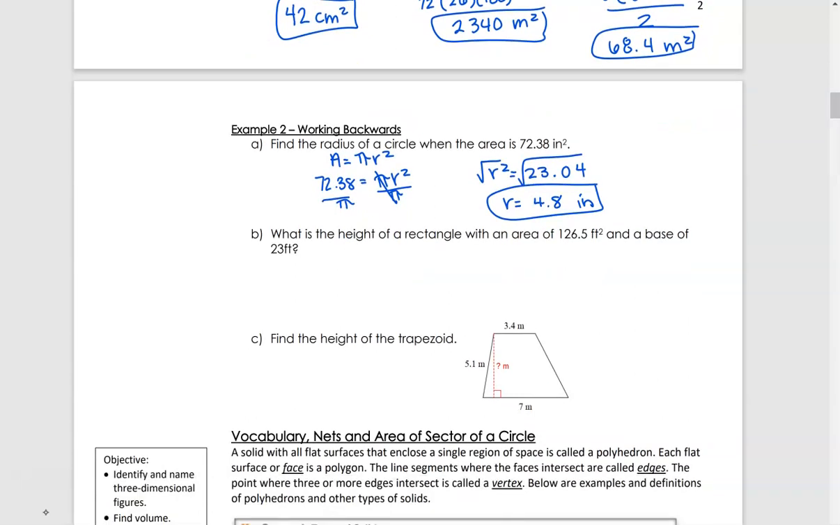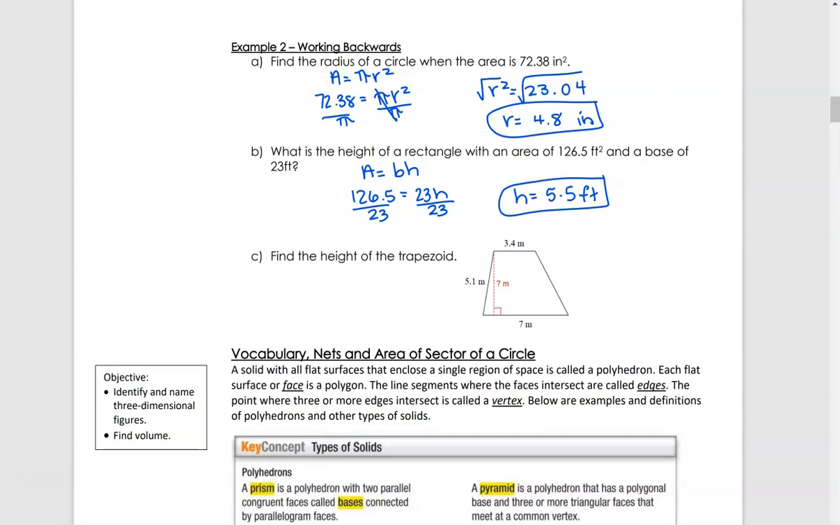So height of a rectangle. Again, area equals base times height for a rectangle. Filling in the area and filling in the base as well, 23. So now we just need to get h, which means we're going to divide by 23. So 126.5 divided by 23, the height is 5.5 feet.